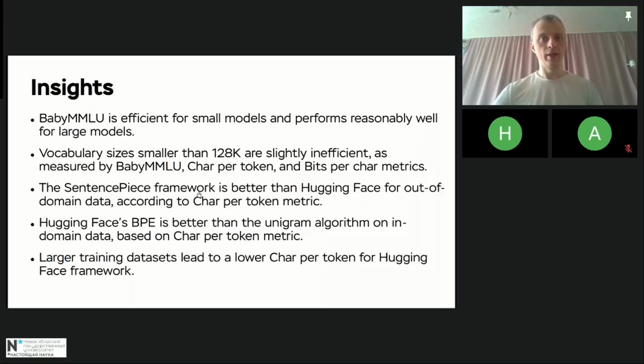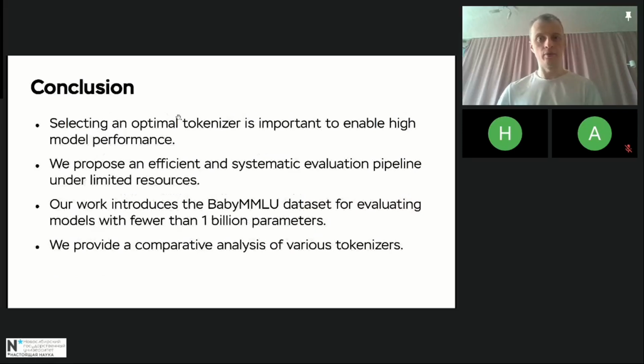A very unexpected finding was that training tokenizers with larger data sets for the Hugging Face framework led to a decrease in the characters per token metric. It's very unexpected, and we assume that this could be due to some overfitting during training. And actually, it's an interesting area for further research.